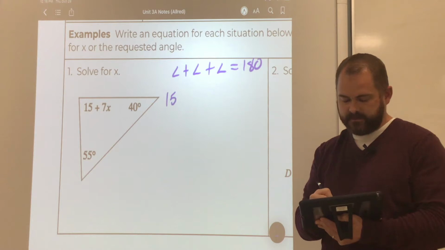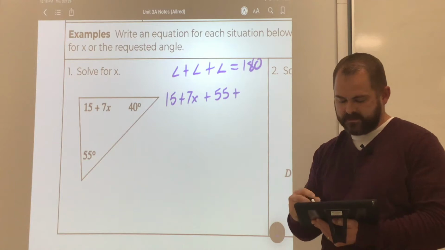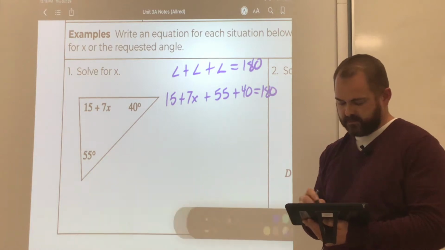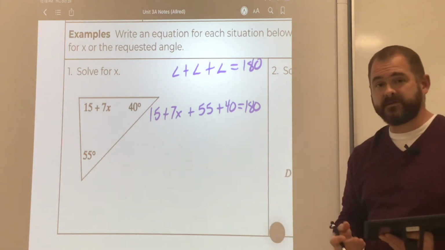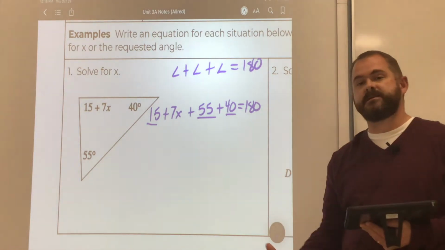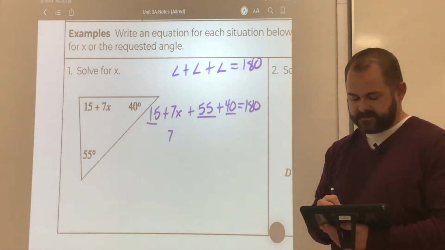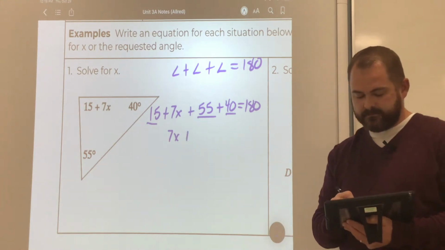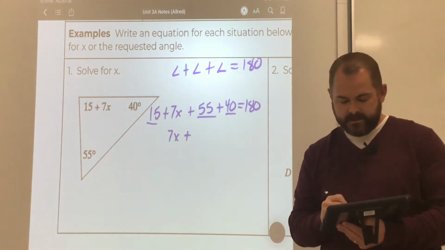So this first angle, 15 plus 7x, plus the other angle, 55, plus the third angle, 40, must equal 180. Now all we have to do is start by combining like terms. That's always our first step. Before you try to move anything across the equal sign, combine your like terms to make your equation as simple as possible. So we've got 7x, but then these other like terms combine to equal 110. 15 plus 55 plus 40 is 110.